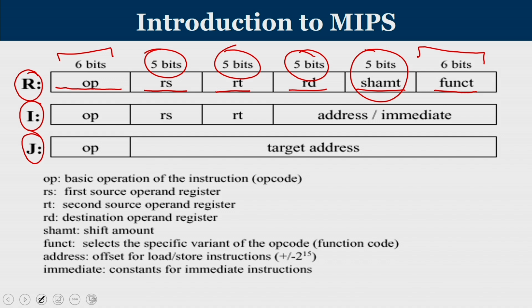Since there are already 32 registers, the first 5 bits will tell you the register name for the first operand, the next 5 bits will tell the register name for the second operand, and the last 5 bits will tell you the register name for the destination. Now, when it comes to I type, we will be making use of 16 bits.